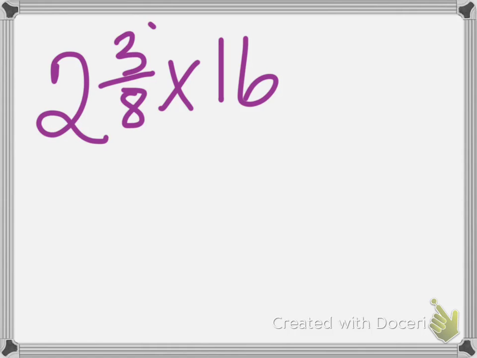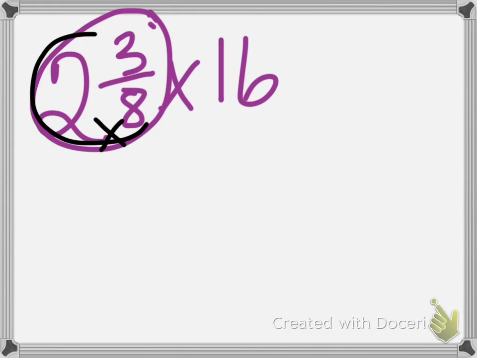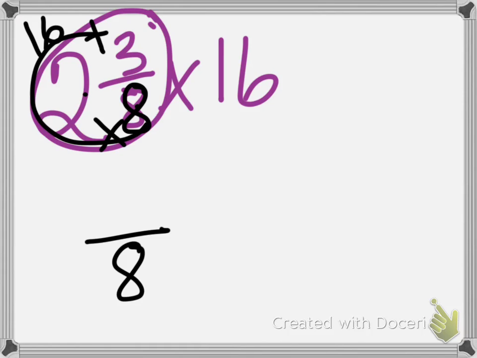First of all, we've got a mixed number right here, and we have to convert it to an improper fraction. So, we're going to multiply the bottom by the side, add it to the top. My denominator stays the same. That's how we play the game. 2 times 8 is 16. 16 plus 3 is 19.